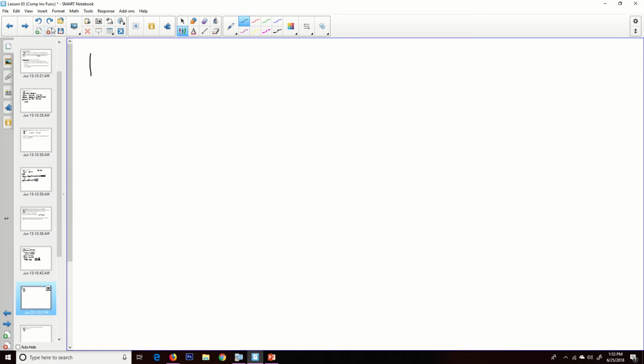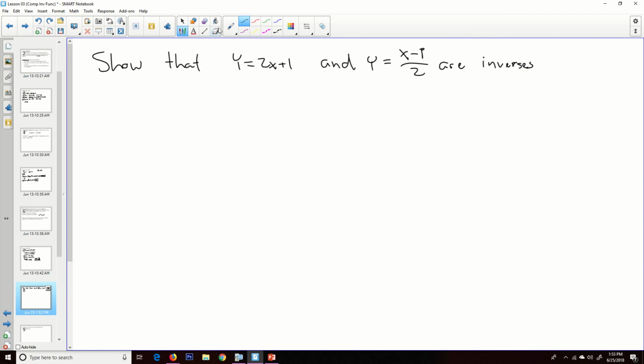So show that y equals 2x plus 1 and y equals x minus 1 all over 2 are inverses. And you know what, let's change this, and I apologize for doing this to you. Let's make this f of x and g of x. Show that these two are in fact inverses.